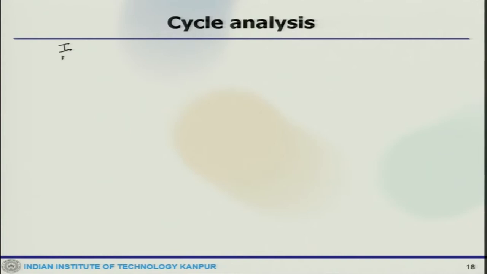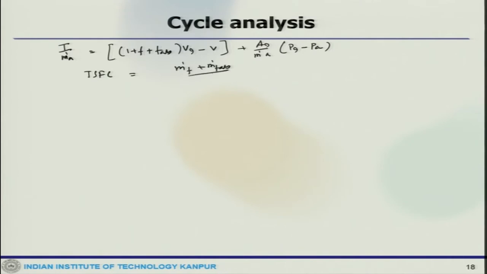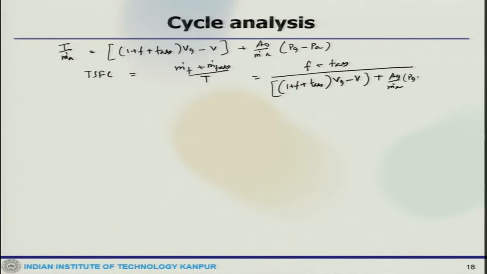One of the important parameters is the specific thrust, which would again be (1 + f + f_AB) into (V9 − V) + A9/m dot A into (P9 − PA). Once we get that, we can also find out the TSFC. TSFC would be (m dot f + m dot f_AB) by T. So this can be written as (f + f_AB) / [(1 + f + f_AB)(V9 − V) + A9/m dot A (P9 − PA)].